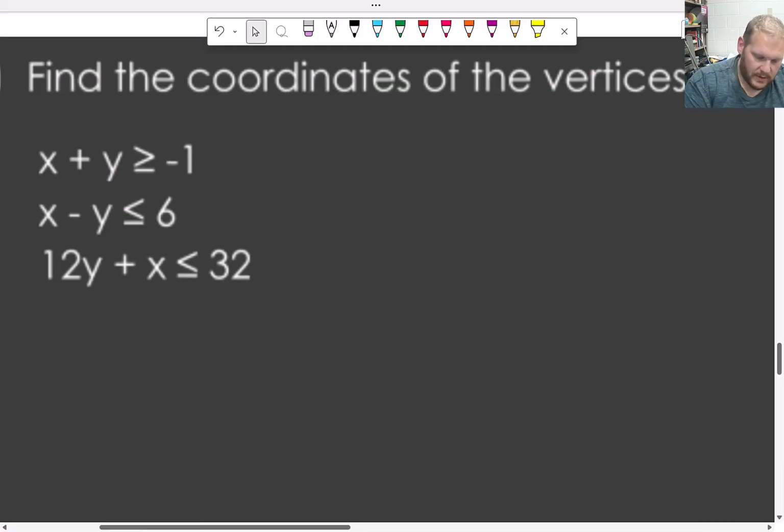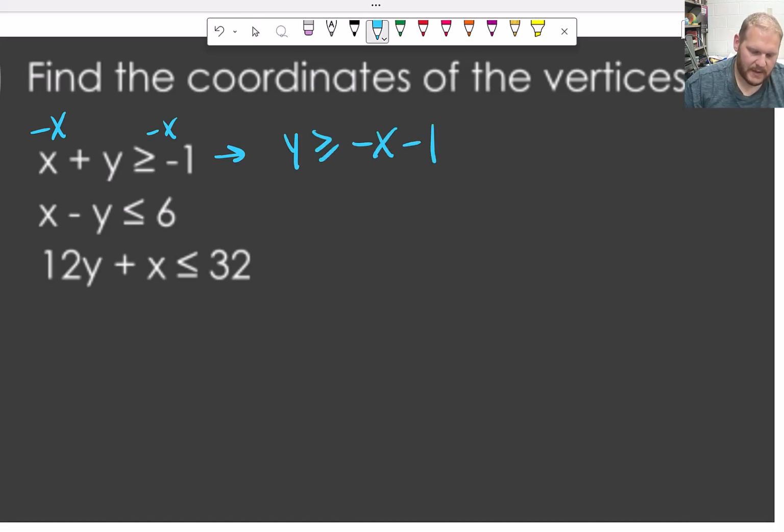I'm just subtracting x from both sides. This inequality becomes y is greater than or equal to negative x minus 1. So a slope of -1, a y-intercept of -1, easy peasy.